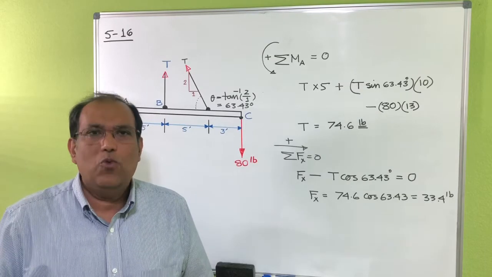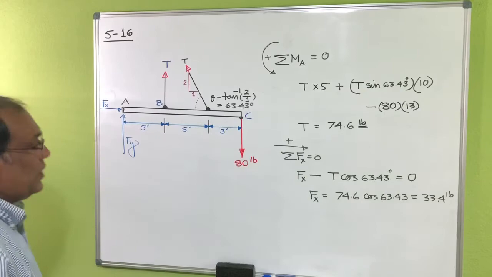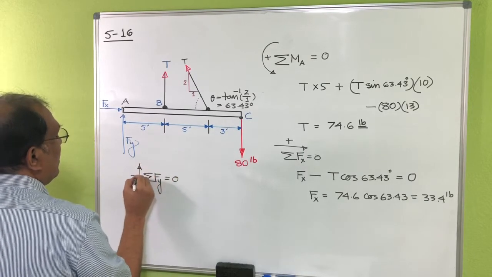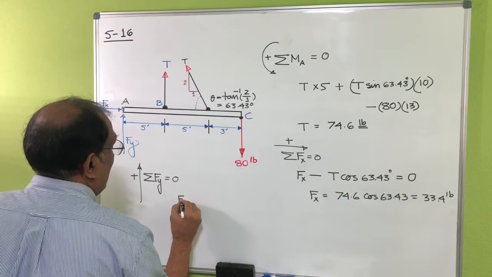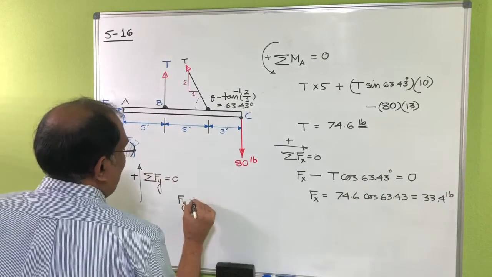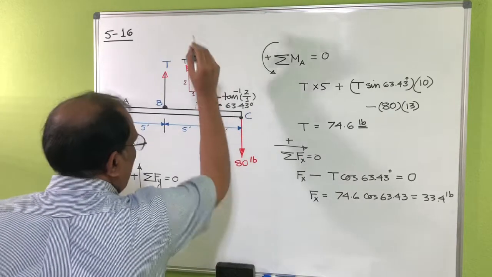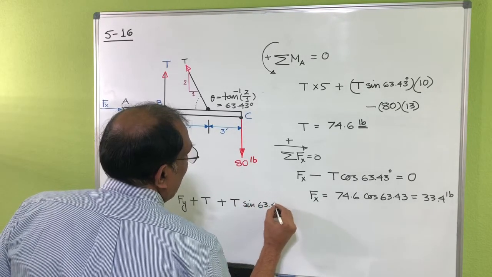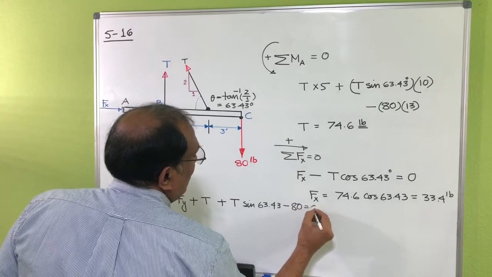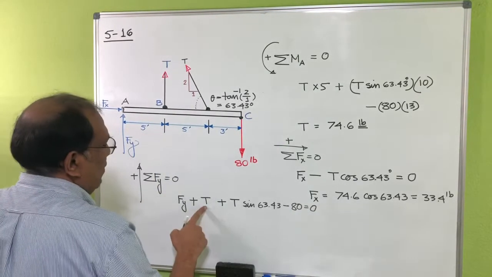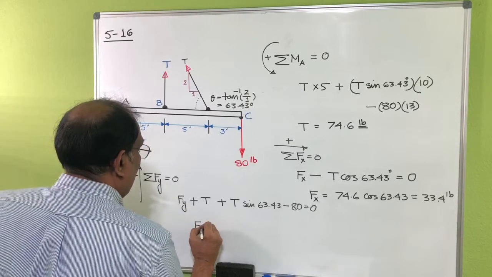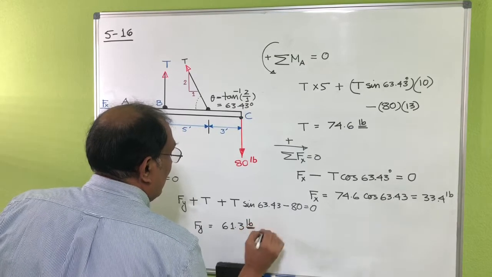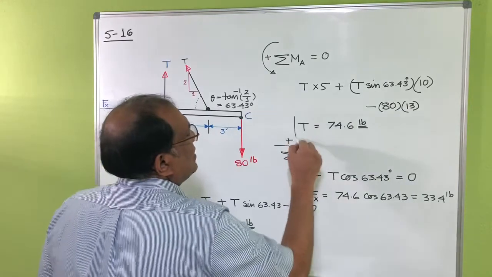Similarly, you can take the summation of forces in y direction and find out your Fy here. Okay, so let's say summation of Fy equal to 0, your positive direction. So you can see Fy plus T sine 63.43 minus 80 is equal to 0. Okay, if you plug the value of T here and find out your Fy, that would be actually 61.3 pounds. Okay, so this is basically your answer here.